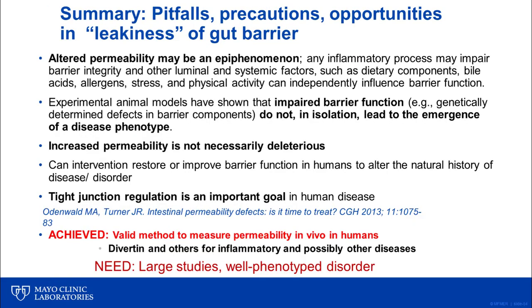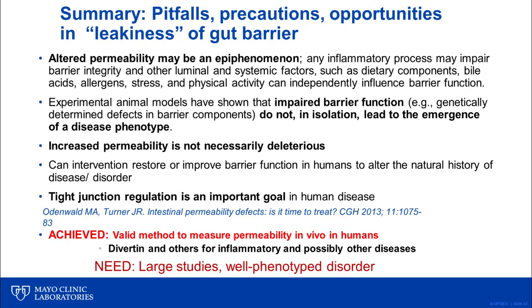So in summary, what I've tried to tell you is I want to move on from where Jerry Turner was informing us in 2013 that altered permeability may be an epiphenomenon, yes, and we need to be rigorous about the studies that we do to characterize the altered permeability in disease. Experimental animal models have shown impaired barrier function does not in isolation lead to the emergence of a disease phenotype. In other words, there might need to be more than just the alteration of the barrier. An immune process, for instance, would be necessary.